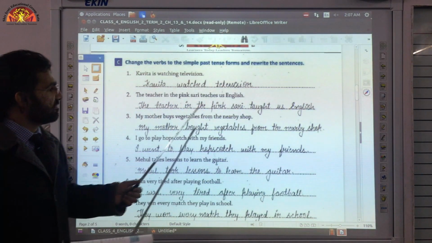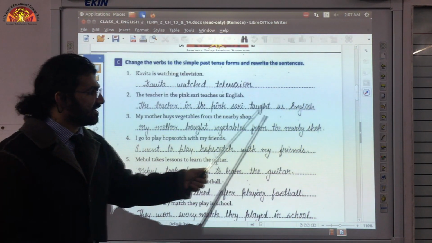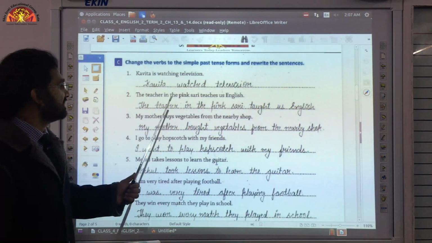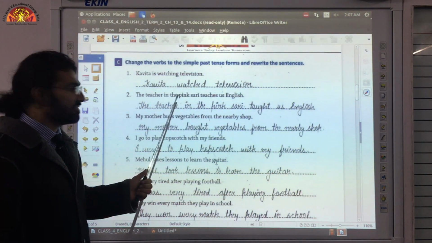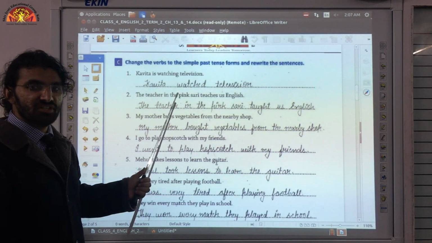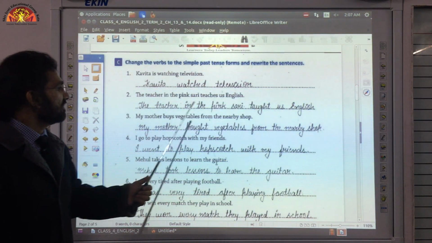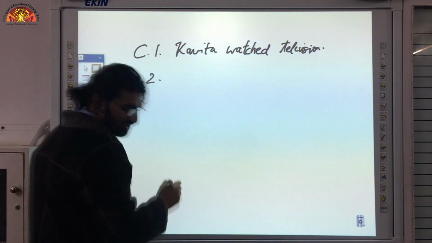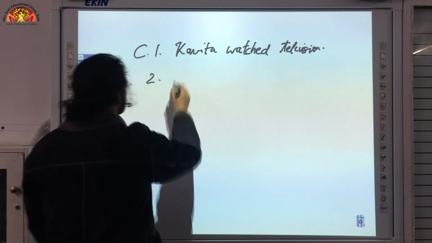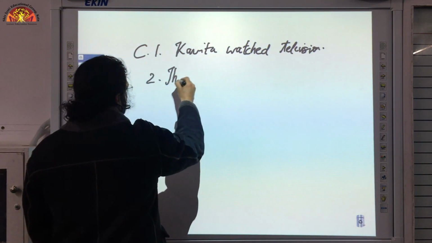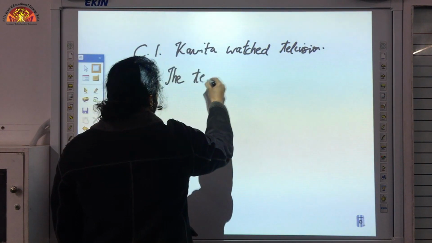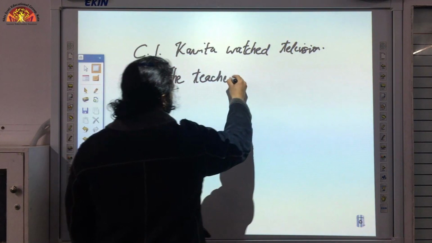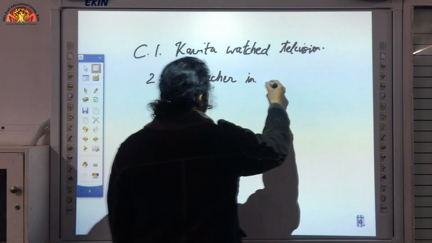The teacher in the pink sari teaches us English. The teacher in the pink sari taught us English. This sentence is of simple present. Now we have converted it into simple past. Second one, the teacher in the pink sari.